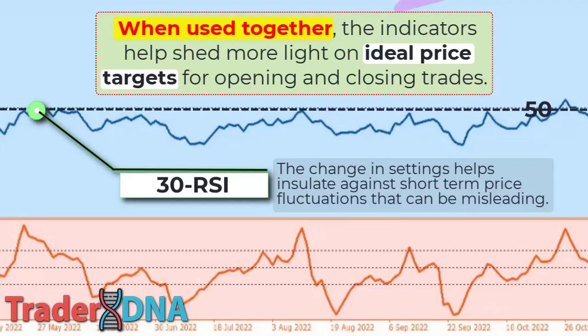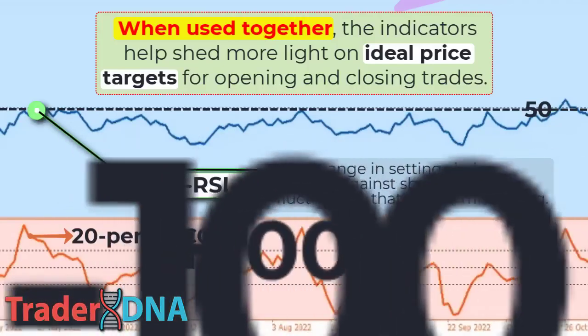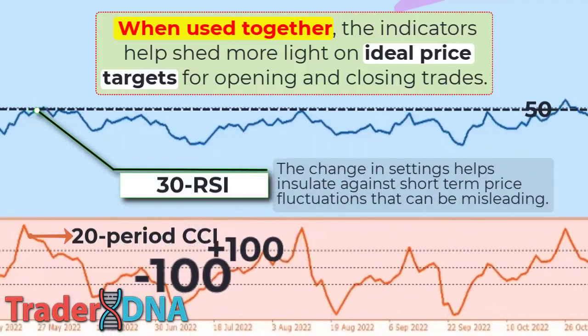When it comes to the CCI indicator, it would be wise to stick to the 20-period CCI, as it tends to be more immune to short-term price changes that can be misleading. The overbought and oversold limits at +100 and -100 should remain the same.